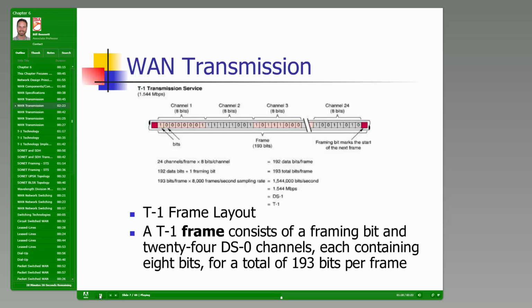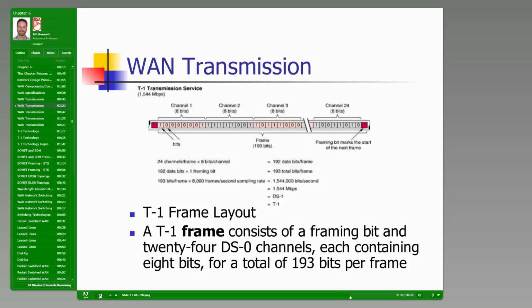And then you have a bit that marks the start of the frame. That's the red bit that you see on the far left there. And so if you can remember that you've got this one extra bit, that's how you come up with the 1.544 megabits per second in the T1 when you multiply 24 times our DS0 channel of 64 kilobits per second.